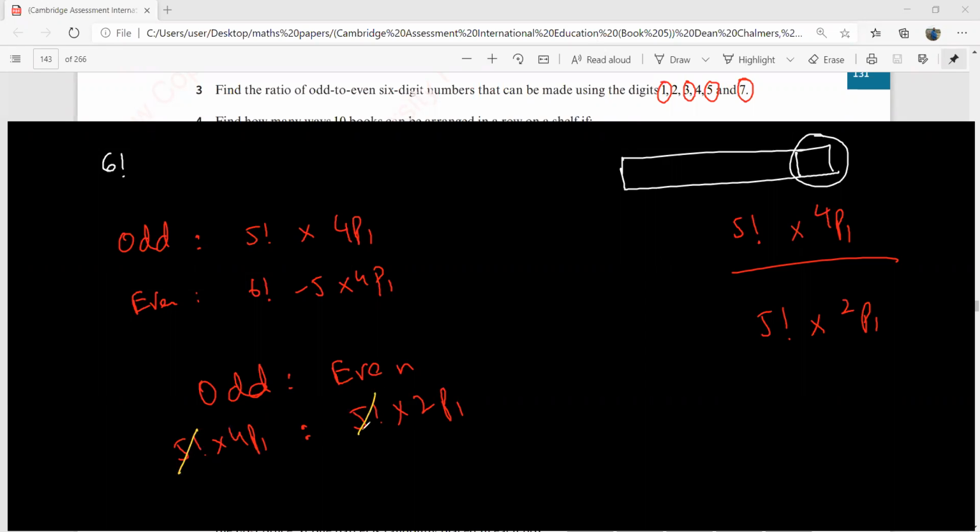Okay. And then 4p1 is going to be 4, and 2p1 is 2. So your answer is going to be 2 ratio 1. I think that's an easier way to handle this. Okay. Now we're going to end this session here, and let's try some harder questions in the next session. Thank you very much.